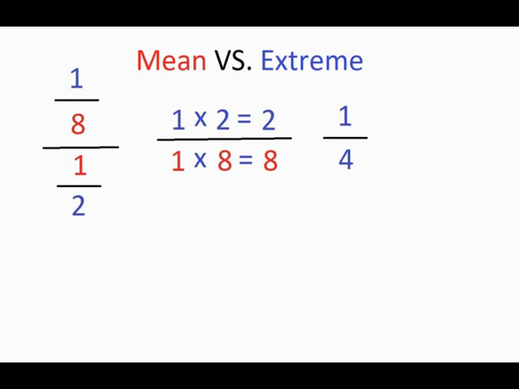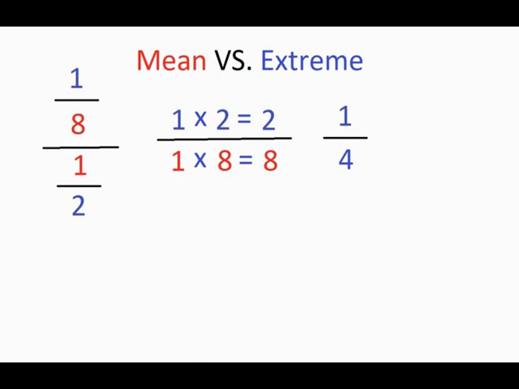So here's the mean kids right here, the 8 right here and the 1 right here. And then the extreme kids are these. You see how the mean kids huddle together while the extreme kids are jumping over the mean kids and sliding under the mean kids? There you go. Let's multiply the extreme kids first. Okay? What is 1 times 2? Well, that's going to be 2.